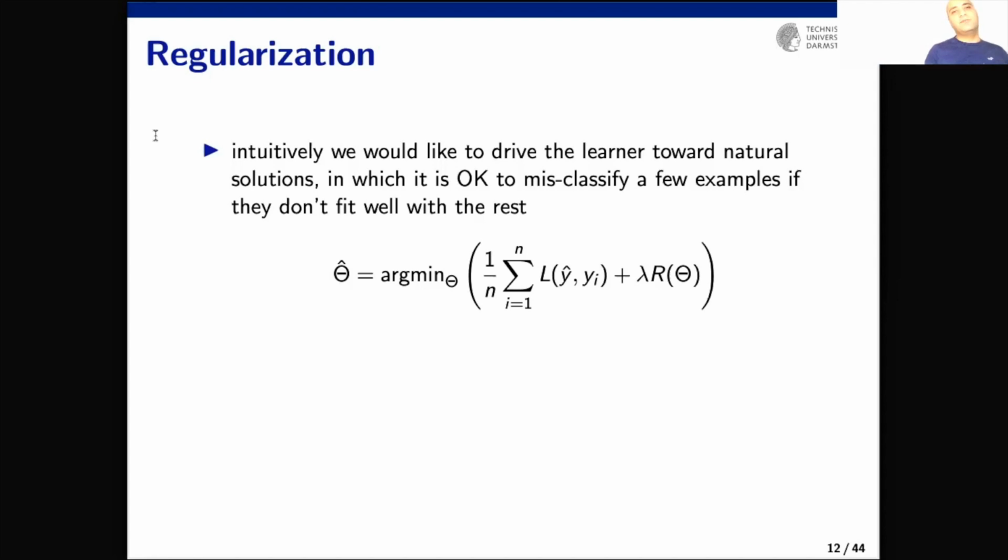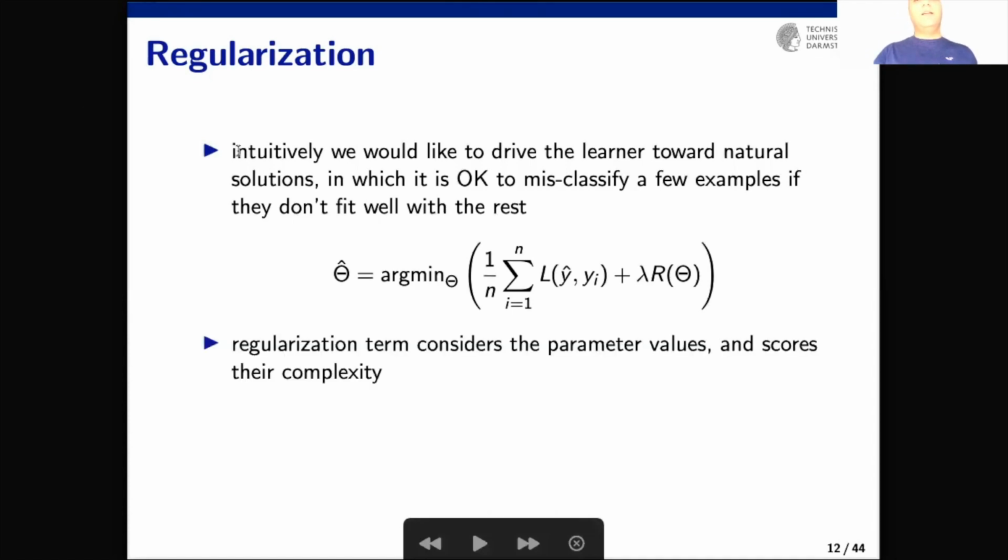Before that, intuitively, we would like to drive the learner toward natural solutions in which it is okay to misclassify a few examples if they don't fit well with the rest. So the intuition about the regularization term is that if our model or function f does not fit some outlier example, that's okay. We are ready to pay that cost, because instead we can classify some unseen examples, which is the main goal of any learning method.